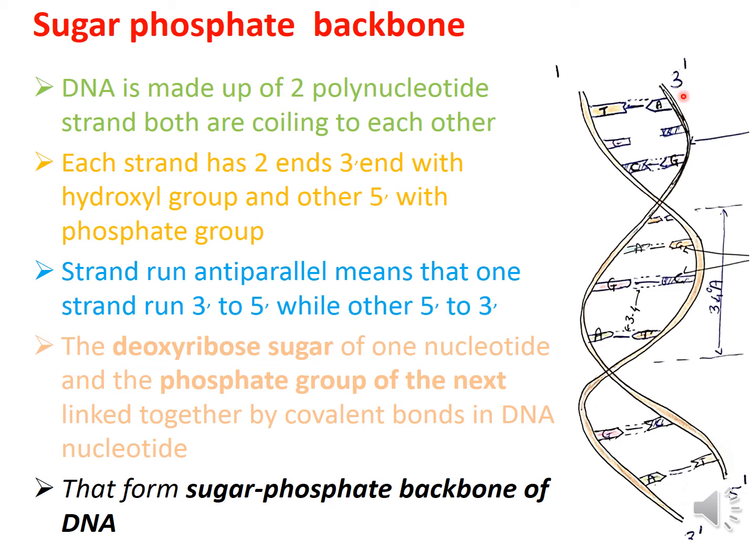Polynucleotides have two ends, the 3' and 5' ends. They run anti-parallel and form a sugar-phosphate backbone. Now we will see about the nucleotide bases.